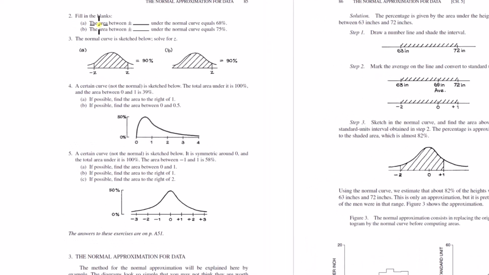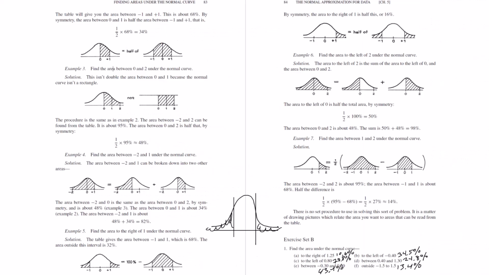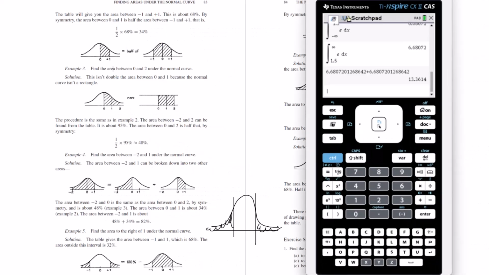Fill in the blanks. The area between plus or minus blank under the normal curve equals 68%. All right, so in the previous video, I didn't talk about this. But if you want to go in reverse, so you're given an area, but you want to find the z-score, how do we do that with the calculator? Again, any graphing calculator can do this. We've got the equation. You use the solve feature.